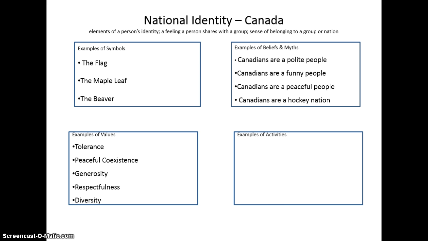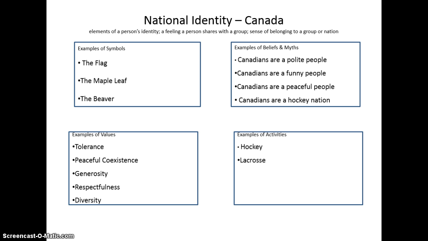How about some examples of activities? What activities do Canadians take part in that really make up a sense of group and a sense of nation? Well, hockey, of course. Canada is a hockey nation, and we pride ourselves on the fact that we invented ice hockey and that we're the most successful country internationally at ice hockey. In fact, we even see commercials in our country that say hockey is our game.